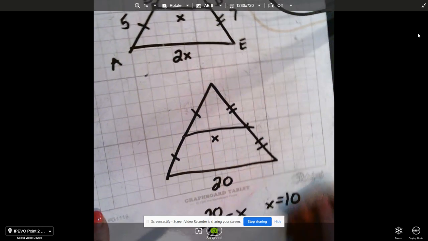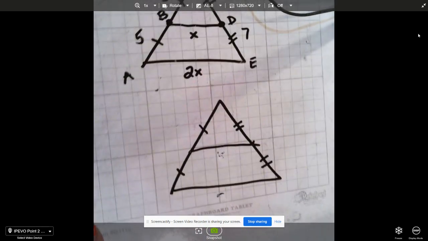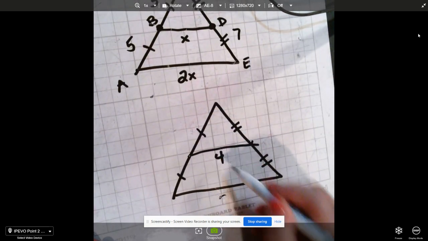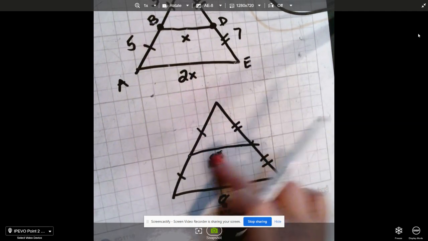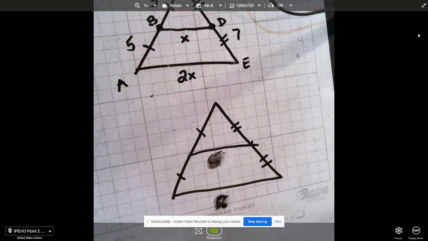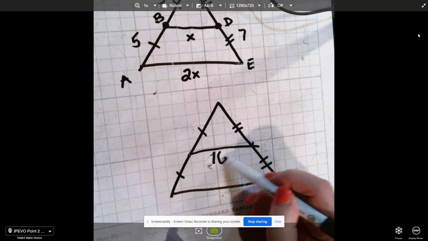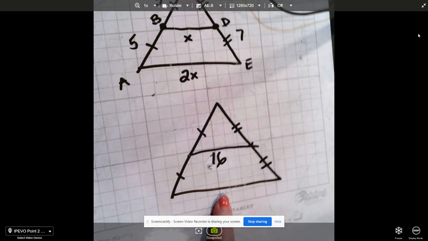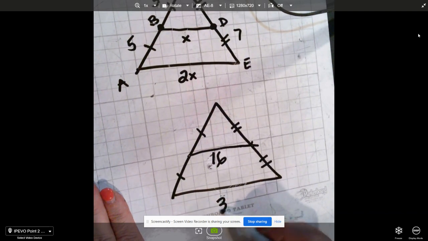All right, so you can do this actually very quickly. I'll give you a few examples. If this is 4, what is this side? Well, of course, it would be 8, right? Because that's the shorter one. The bigger one has to be twice as big. If I said this side was 16, and I wanted to know what this side was, well, it's going to be twice as big, so it'll be 32.